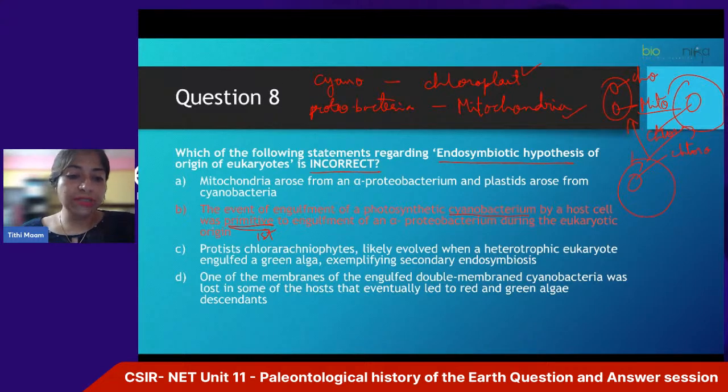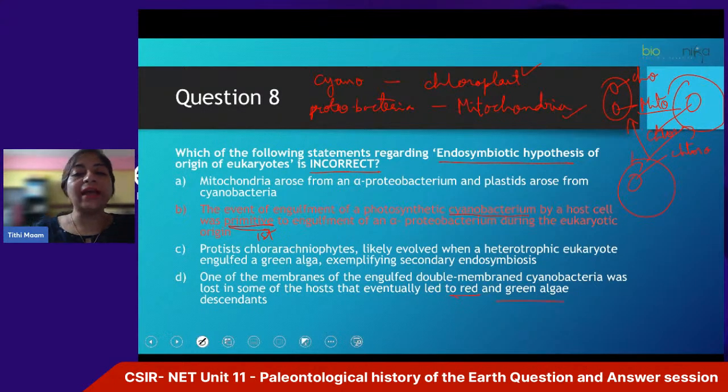Okay, so option D is saying one of the membranes of the engulfed double membrane cyanobacteria was lost in some of the hosts, which eventually led to red and green algae descendants. See, in the evolution of red and green algae, the plastids were engulfed by a process called secondary endosymbiosis. So what is secondary endosymbiosis?